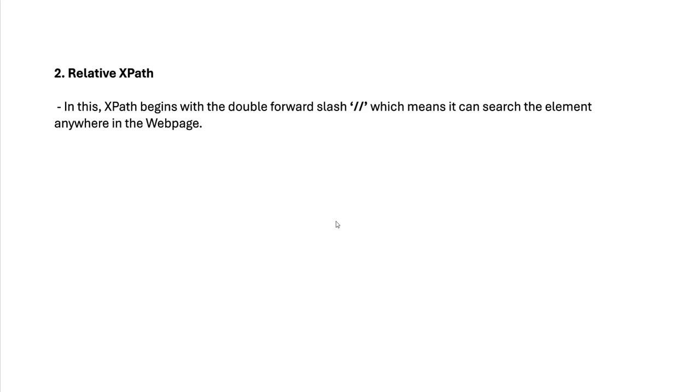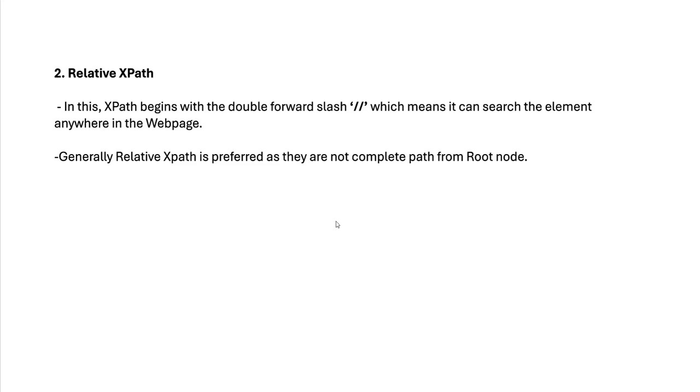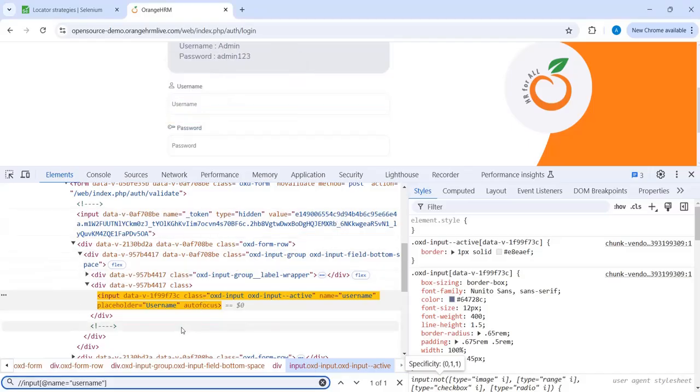There is another one, which is relative XPath. It begins with a double forward slash, which means you're searching for the element from anywhere on the page. Generally, relative XPath is preferred, because even if there are any changes, it might not affect this particular element. In case there is any change, it would be a small change, and you can go and change it. That is why relative XPath is always preferred. Again going back to the application, let's log in.